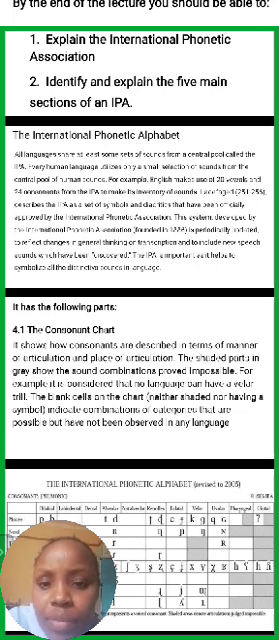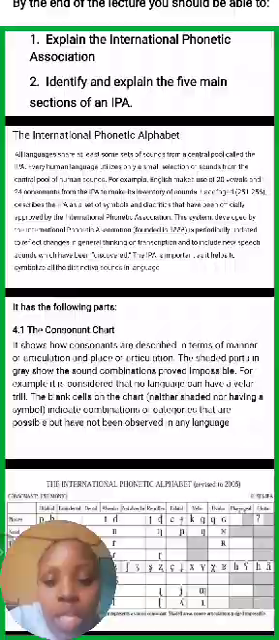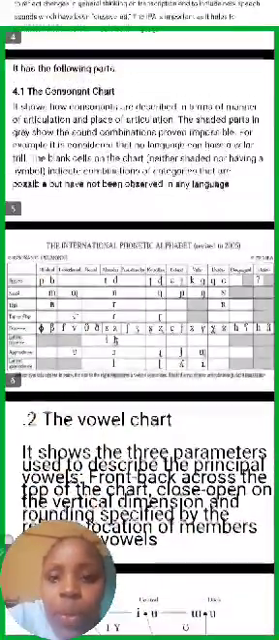Ladefoged describes the IPA as a set of symbols and diacritics that have been officially approved by the International Phonetic Association. This system developed by the IPA was founded in 1886 and is periodically updated to reflect changes in general thinking on transcription and to include new speech sounds which have been discovered. The IPA is important as it helps to symbolize all the distinctive sounds in language. So let's go through the parts of the IPA.